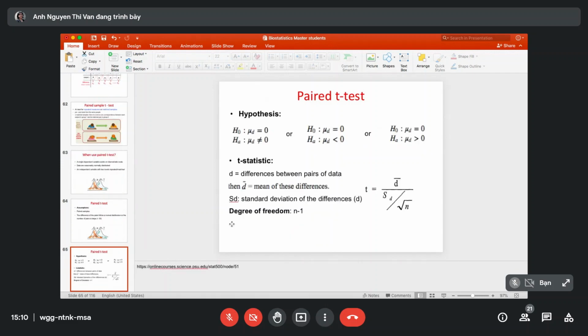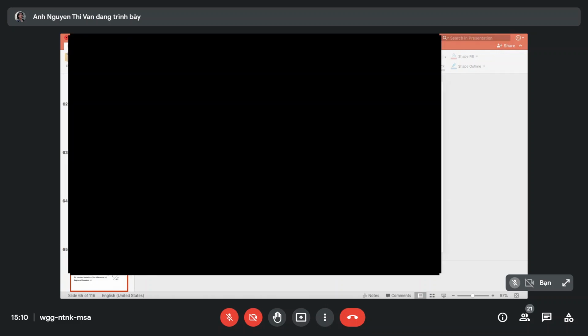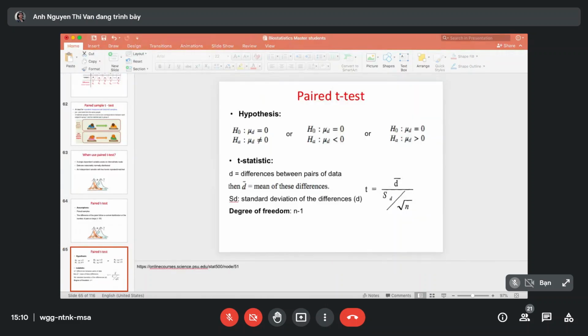And then you need to write out the hypothesis correctly, based on the question. What do they ask you? You will write down what we conclude as Ha. Ha is exactly what we want to conclude. So Ha could be μD. What is μD here? Can you guess? Nguyễn Thị Linh, what is μD? μD is the mean of the difference between the two samples.